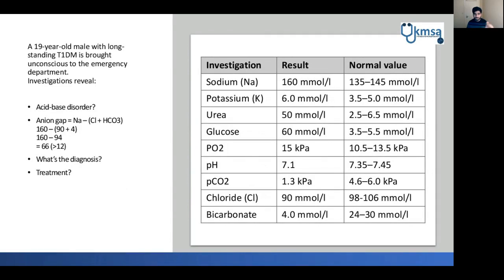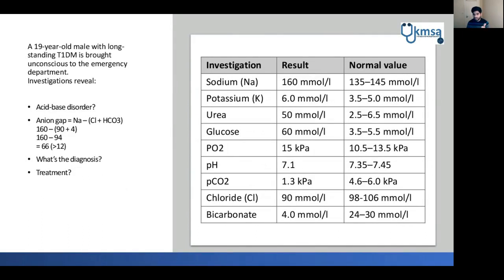The PCO2 should go in the same way. So if this is low, that should be low. It is, so there is compensation. And the next part would be to measure your anion gap, which we have, and we know that it is very high. So if we use that formula, 66, which is greater than 12, then we go on to our different causes for anion gap.